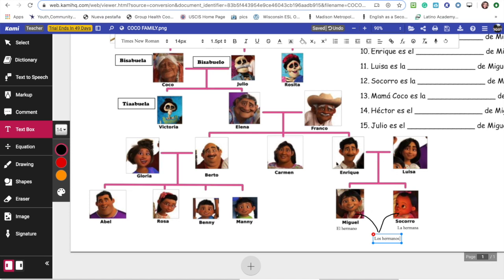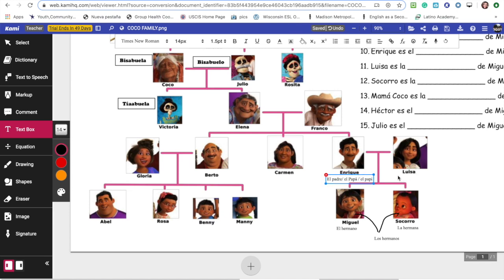So let's go up. So Enrique. What is Enrique of Miguel? So Enrique is the father, right? Entonces el padre or el papá. So it's kind of like saying father, right? We have two ways. El padre is a little bit more formal. El papá is okay. And there is one that is like saying daddy, that is papi. So there are three ways of saying that. Which one you choose is up to you.